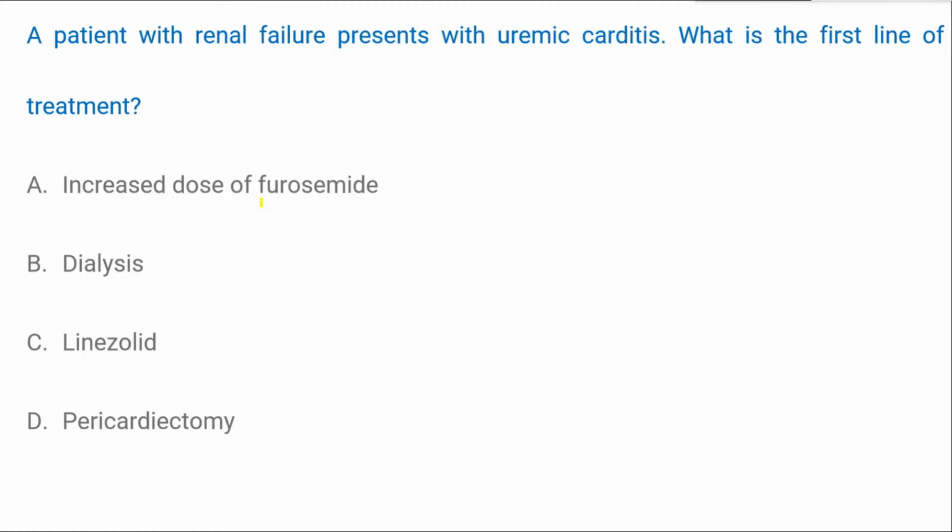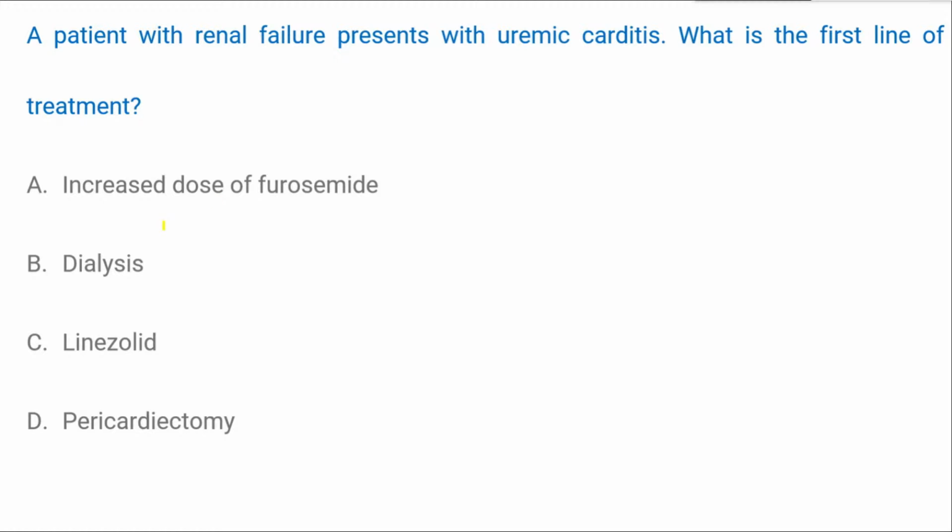Moving on to the next question. A patient with renal failure presents with uremic pericarditis. What is the first line of treatment? See, the first line of treatment, that is the question. So, are you going to increase the dose of diuretic, that is furosemide? Are you going to do dialysis? Is it linezolid or pericardiectomy?